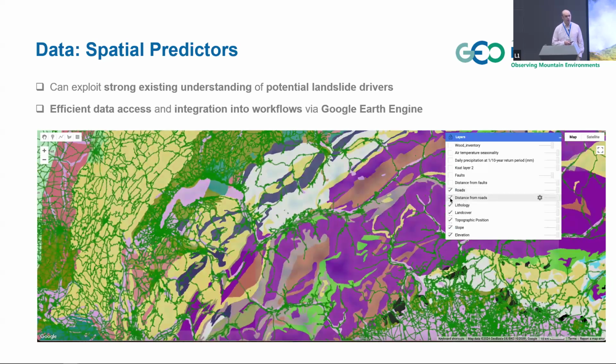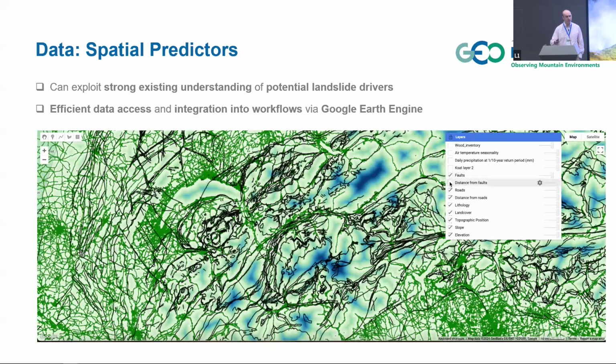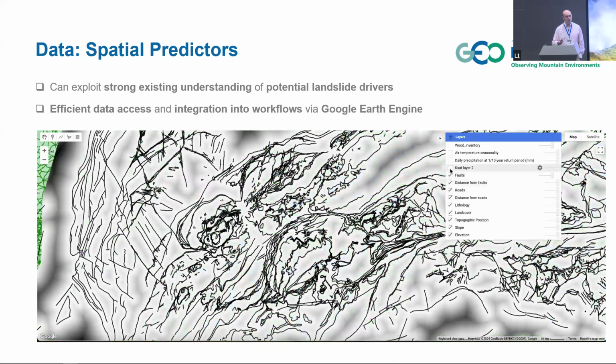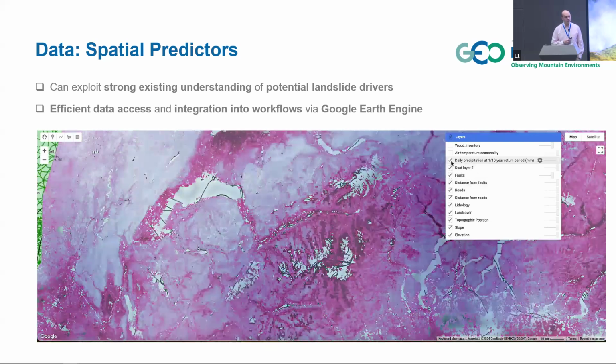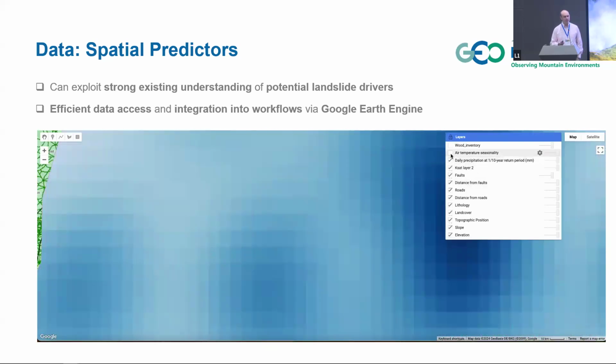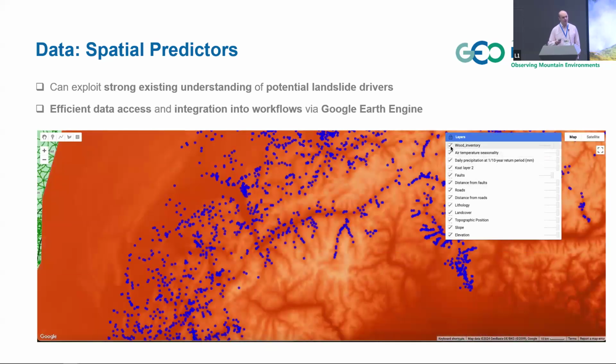The location of roads can also be very important, so we can calculate the distance away from roads and use this as a predictor. Likewise, geological faults, and for example some soil hydraulic properties such as the saturated conductivity, the propensity of different regions to experience extreme precipitation, and also variability in temperature. And here we're plotting on top, of course, those historical events.